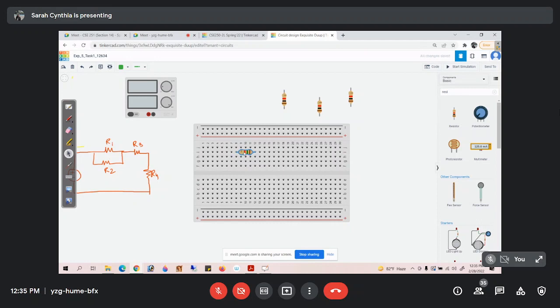So we have to place it either horizontally over here, or if we want to place it vertically, we can place it in the middle so that one terminal of the resistor falls in the upper half and the other terminal falls in the lower half of the breadboard. Okay, so let me place it horizontally. And then this is R1, and let me consider this as R2. So the resistance of R2, let me take it as 2 kilo ohm.